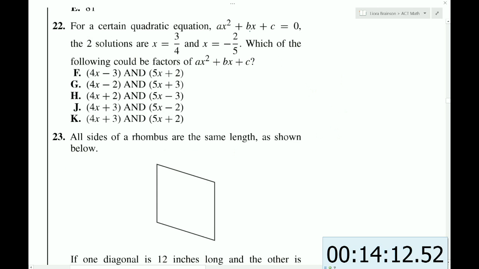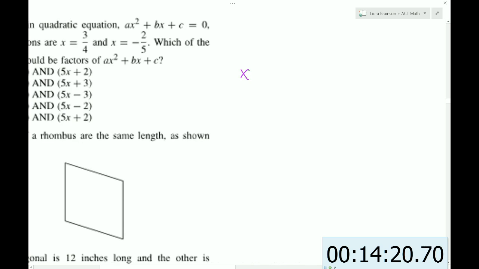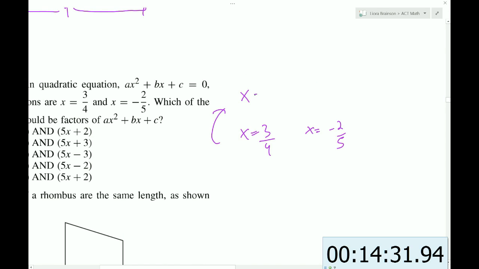For a certain quadratic equation, we have this equaling 0. The two solutions are this and this. Which of the following could be factors? Okay. So we have x equals 3/4 and x equals negative 2/5 as our solutions. Okay. Now, what we want to do is we want to kind of go backwards here and get x minus something, so to speak. Okay. Usually it'll be something like this, and then x plus 2/5. Okay. And then if you FOIL these out, you should get something with this, right?